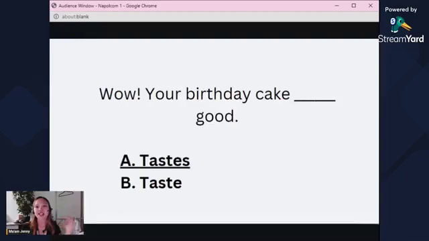Okay? So again, kapag singular yung isang bagay, there's a possibility na yung kasunod niya, usually merong S. Okay? Your birthday cake tastes good.